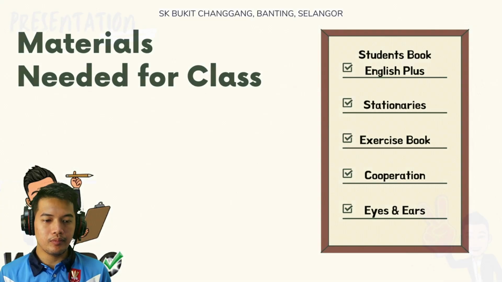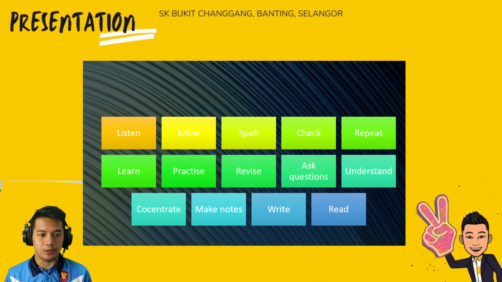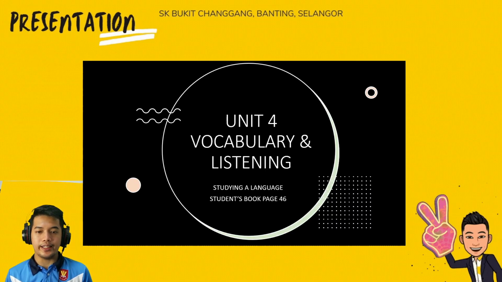Alright. So let's look at this slide. Okay. So if you look at this slide, we have unit 4 vocabulary and listening, studying a language. Alright. If you remember, before our holiday, we have learned about PCT, present continuous tense, during our Google Meet, right? So now we're going to move on to the next topic, which is vocabulary and listening. You can refer to your student's book, page 46. So when I said vocabulary, we need to learn a lot of vocabulary, kosakata that we are going to use throughout the whole unit, throughout the whole chapter.